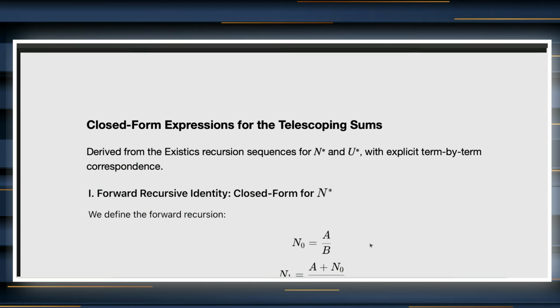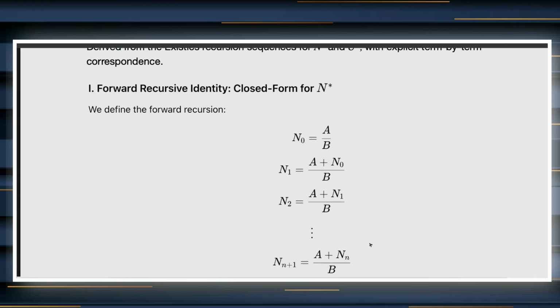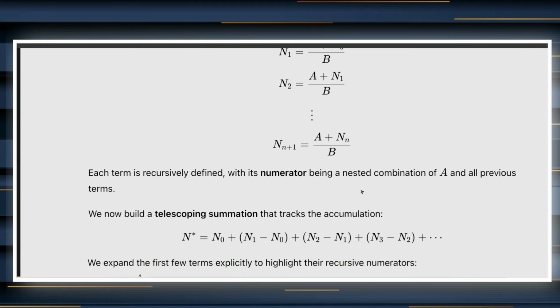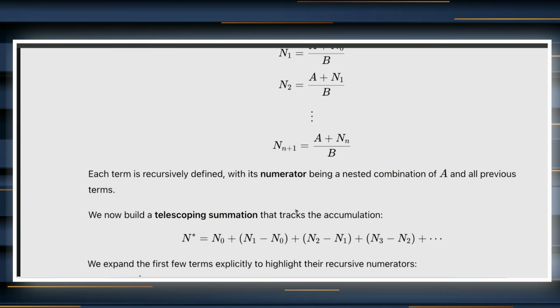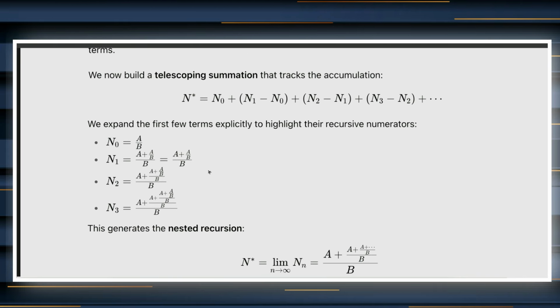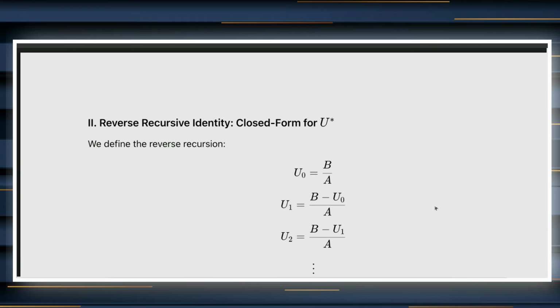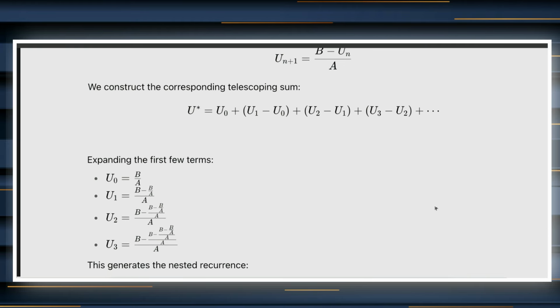All right, so here we do the closed form expression for the telescoping of sums. And what this ultimately demonstrates is that the Existics equations, even though they can be expressed in this recursive form or telescoping sum, ultimately reduce to this very simple algebraic expression. Same thing for B.